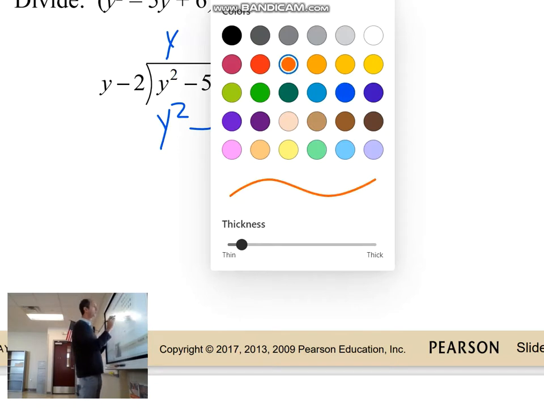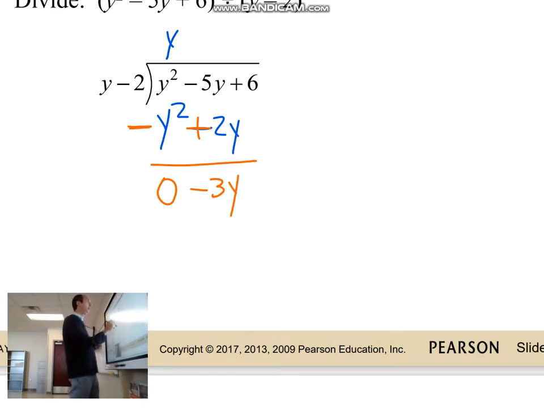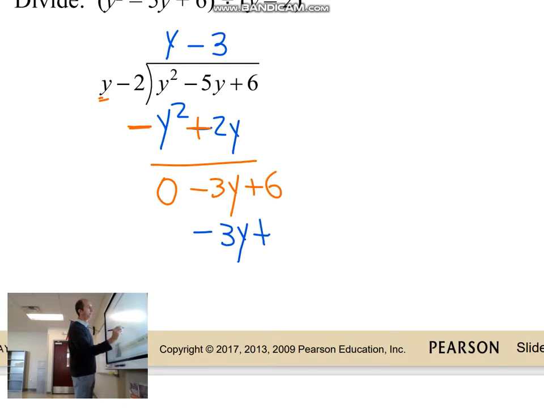Change the sign because this is a subtraction, so negative y squared, and this is a positive, 0, negative 5y plus 2y, negative 3y. Okay, bring the next term, 6, and now we're going to divide negative 3y by y, and this is negative 3. Negative 3 times y minus 2, negative 3y plus 6, right?